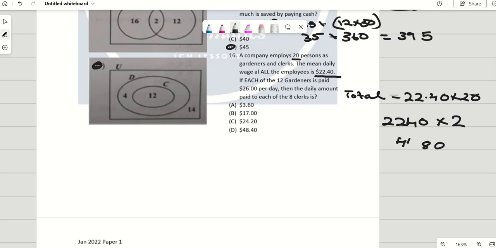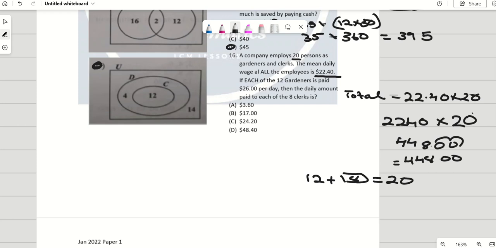So you get 4480, and then we have a next 0 because it's multiplied by 20. And then we have to carry it back 2 places, 1, 2. So the total that they're paying, the 20 persons, is $448, right? If we have 12 gardeners, how many clerks would we have to make up 20 persons? We would have 8 clerks, okay?